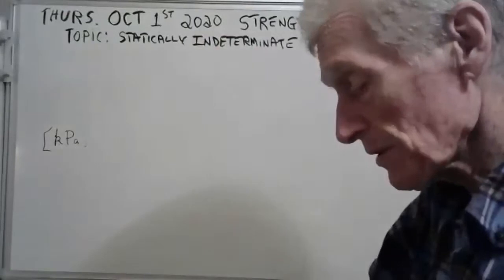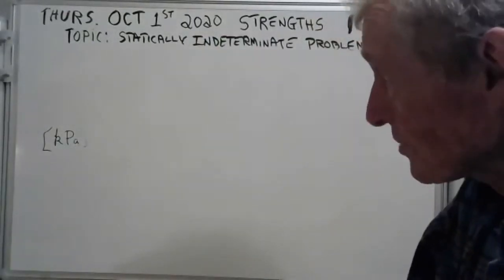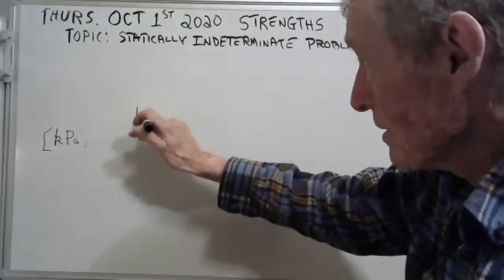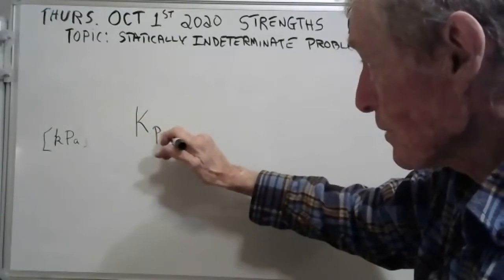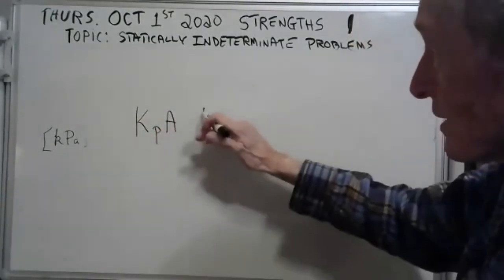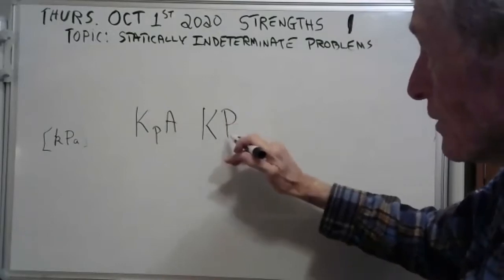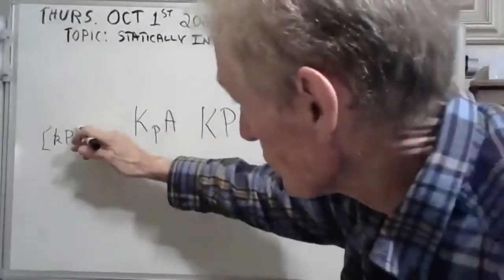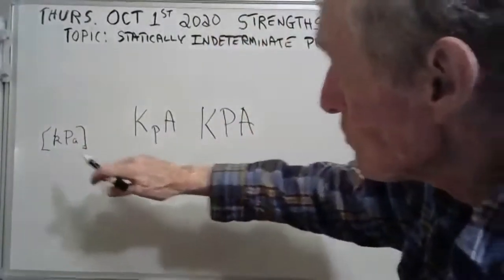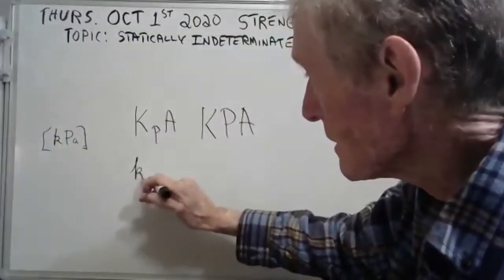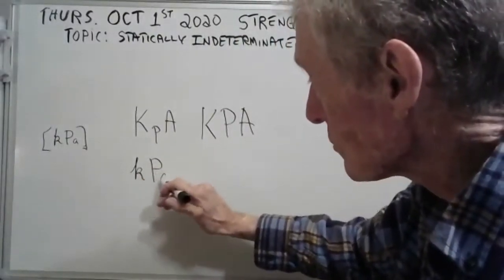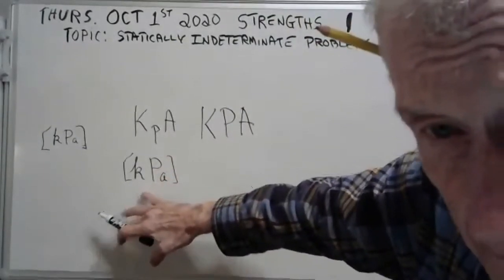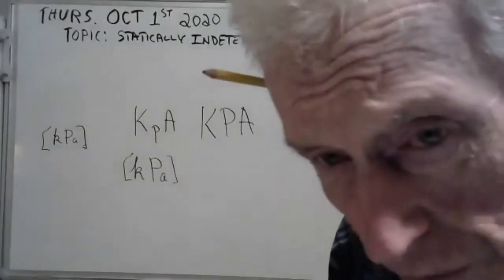Now, let me just comment on this kilopascal business. I get students that write this all kinds of ways. They go capital K, little p, little a. Well, that's wrong. They go capital P, big A. That's wrong. There's a lot of ways to do it wrong, but it's a little k, it's a big P, and it's a little a. That's the correct way. Do it the correct way.